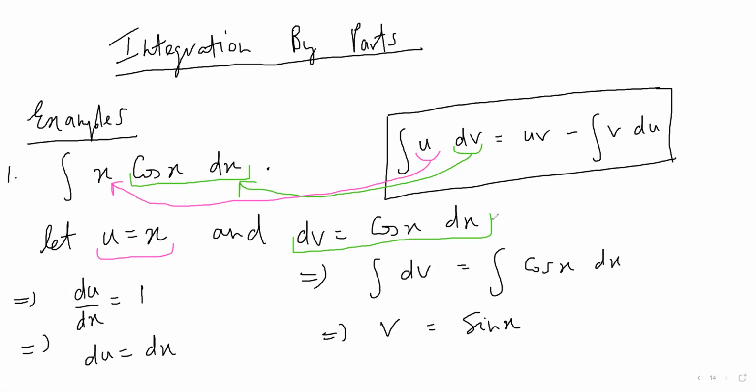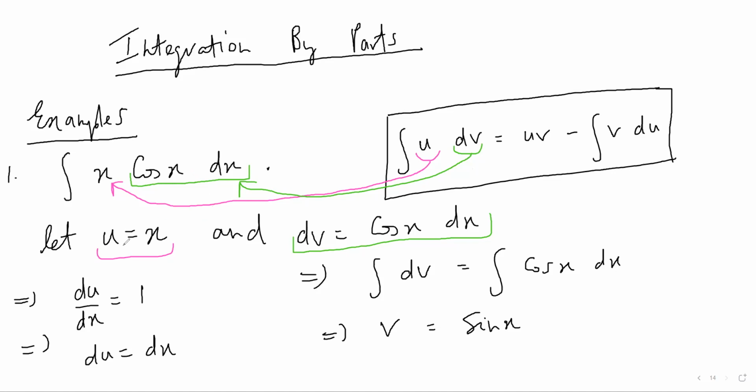But then what is v? We don't have v, and we need v. We need v here, and we need v here. So we need to find out these things. We need to calculate them, so that we have every single thing we need to apply this formula for integration by parts.